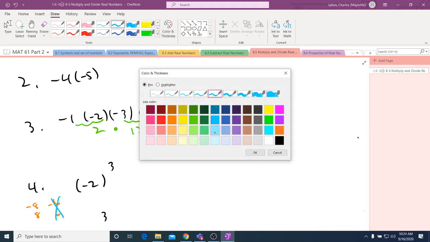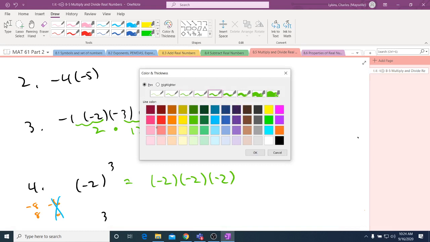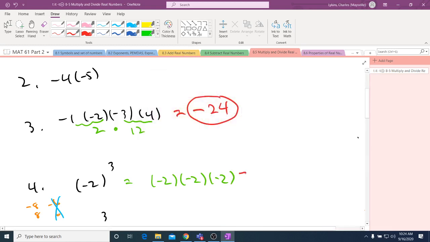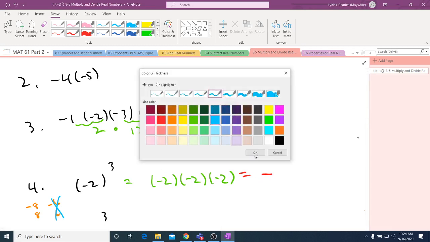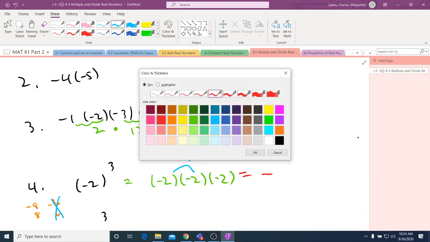So what that negative sign does, now I want you to think about this for a second. When this says a 3, that means I'm multiplying negative 2 by itself 3 times. How many negative signs do I have? Well, I've got 3, so I know that's an odd number. So my answer is negative. So then I say, okay, what is 2 times 2? 4 times this other 2 gives me this negative 8.